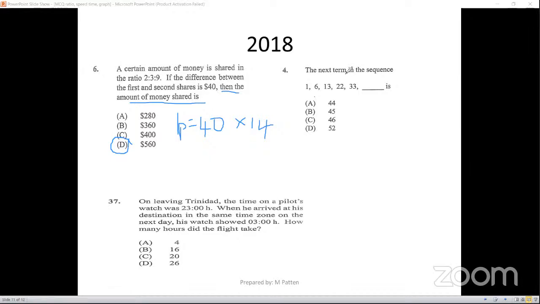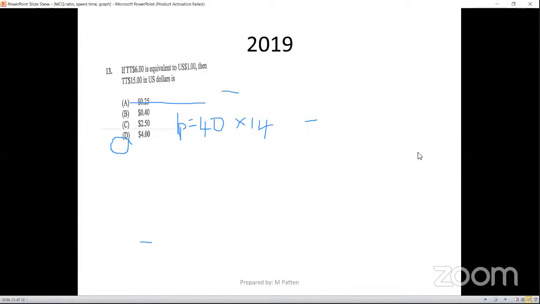All right, so we have two repeat questions again. We know that number 47 and number 44 is 46. All right, moving on. And number 20 from 2019 is another repeat question. The answer is C.